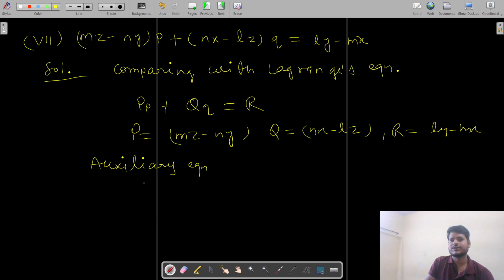अब ये लैग्रांज इक्वेशन क्या होता है? dx अपॉन कैपिटल P is equal to dy upon capital Q is equal to dz upon capital R.